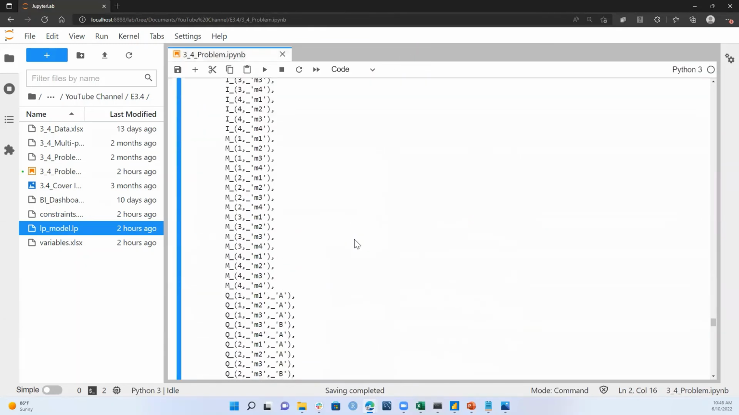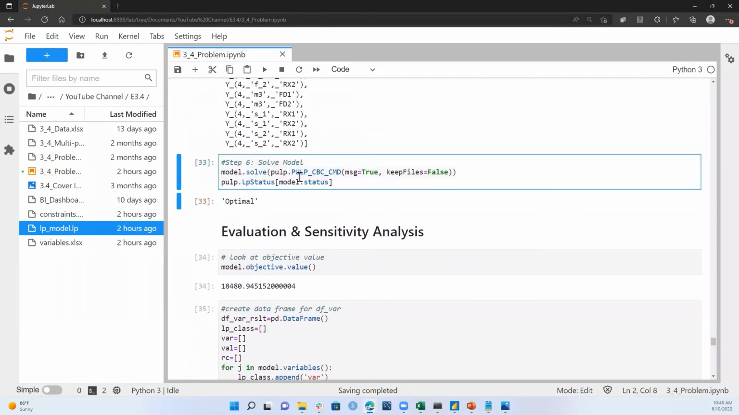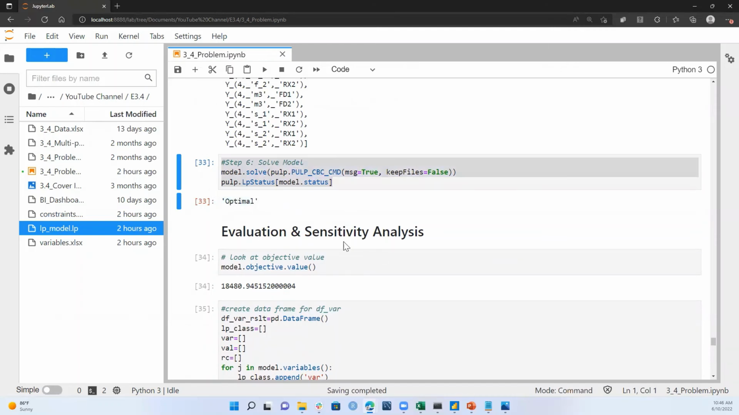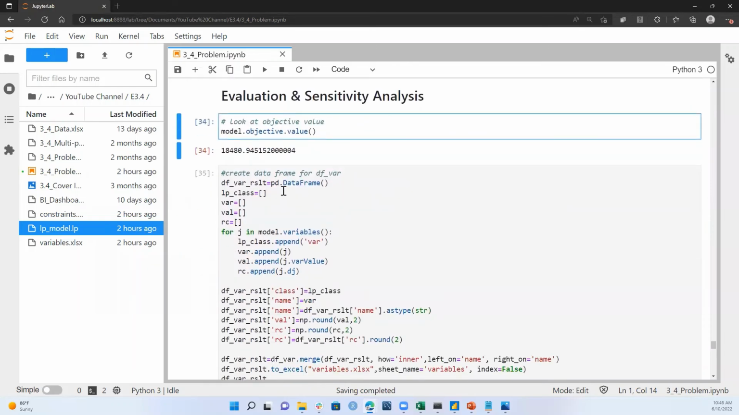So coming back to this, we can see that we move on to solving the model after we've checked the LP. We get an optimal solution, which is good. We get an objective value of $18,481. And now I'm ready to go ahead and extract the results or the values from our solution and put those into the data frame I created earlier.